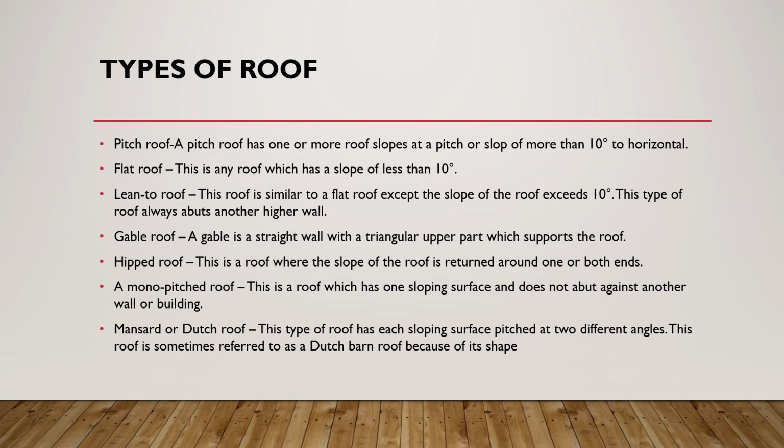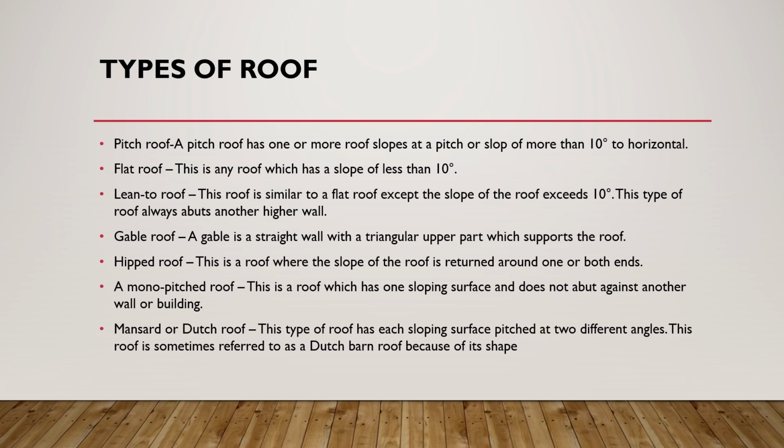And this is six. We have a monopitch roof. This is a type of roof which has a sloping surface and does not abut against another wall. So this is the opposite of a lean roof. For the lean roof, we just said it is attached to another higher wall, and for this one, it's not attached to any wall. Lastly, we have the mansard or the Dutch roof.